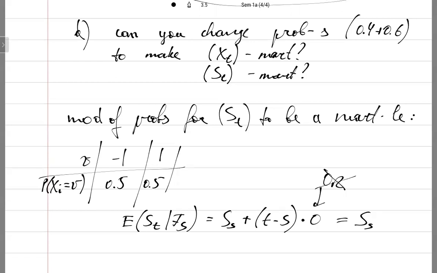And yes, I agree that we can change probabilities to make ST a martingale. Yeah, that's a correct answer. And can we change probabilities to make XT a martingale?